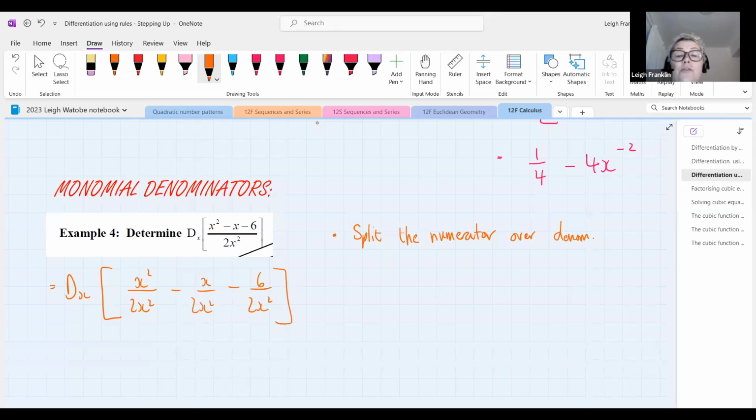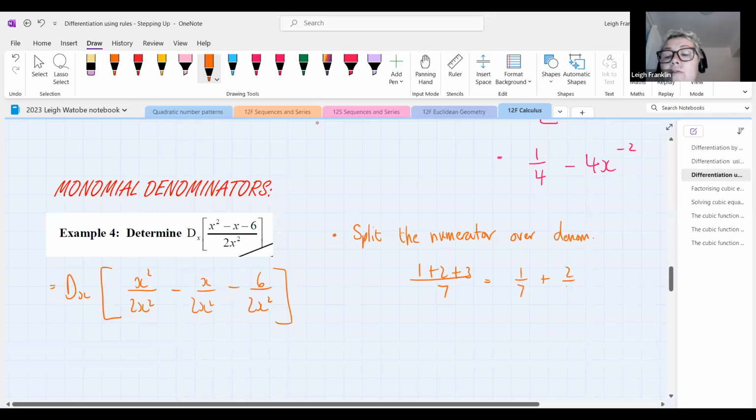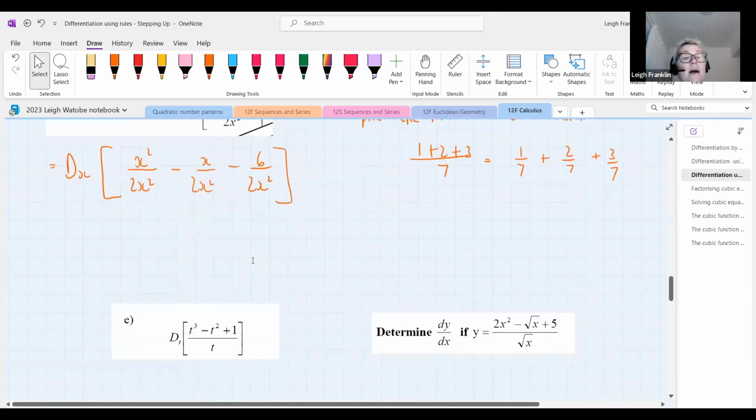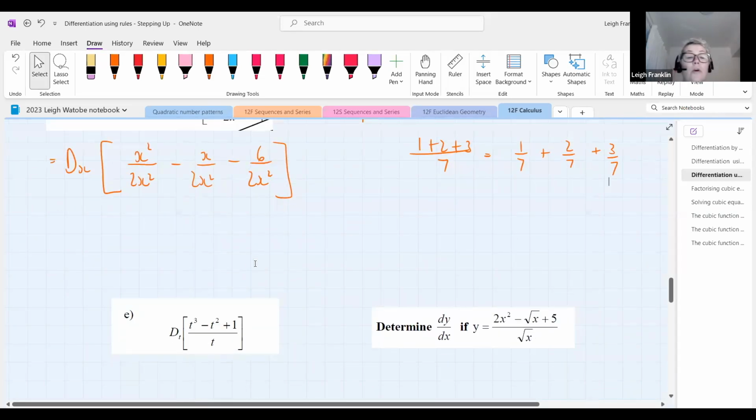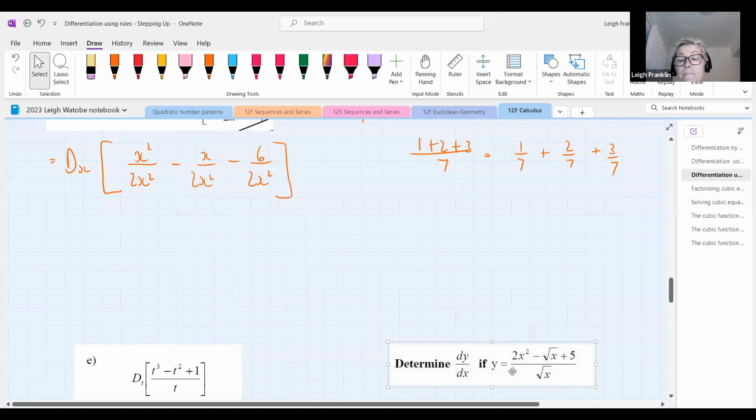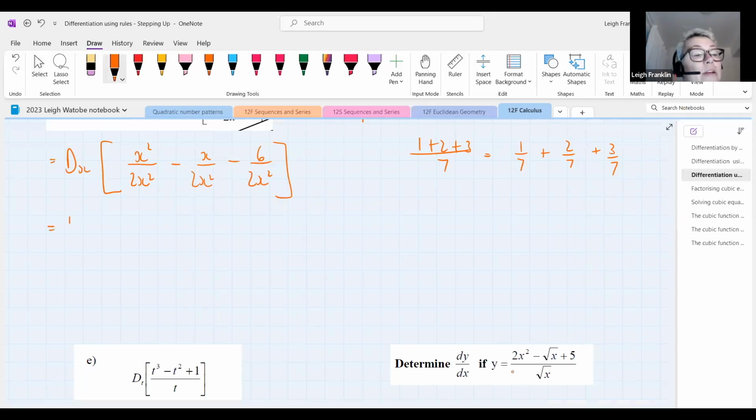The reason I'm allowed to do this is because if I have something like 1 plus 2 plus 3 all over 7, I'm allowed to write that as 1 over 7 plus 2 over 7 plus 3 over 7. That's essentially what I'm doing. Okay, and now I'm going to simplify. Notice again, I do not drop my d/dx notation because I'm not differentiating yet. And I'm going to simplify each term inside my square brackets.